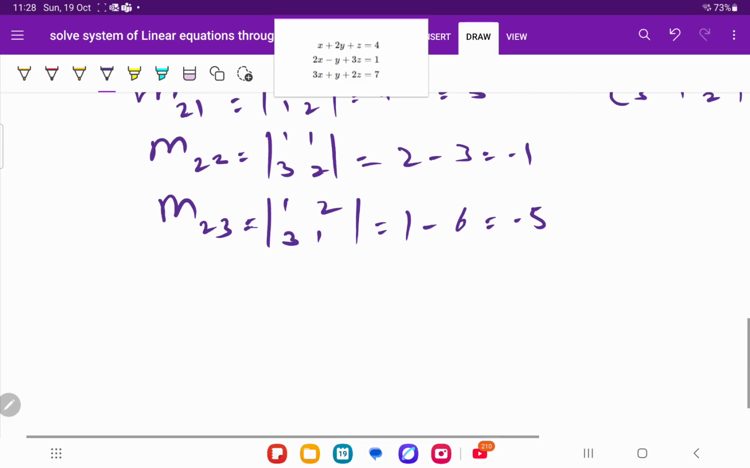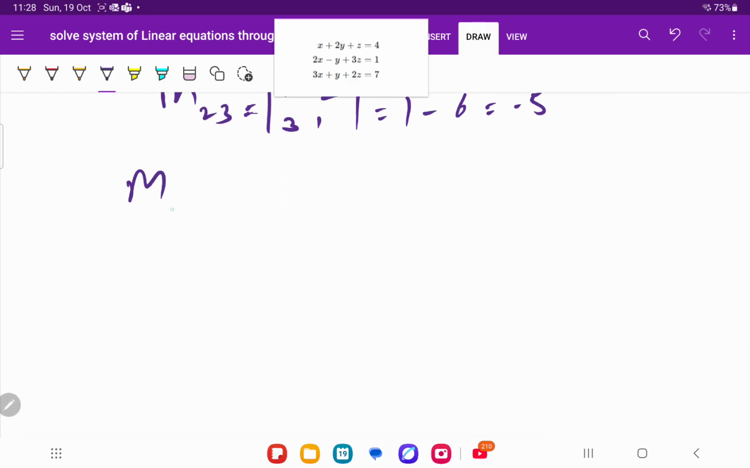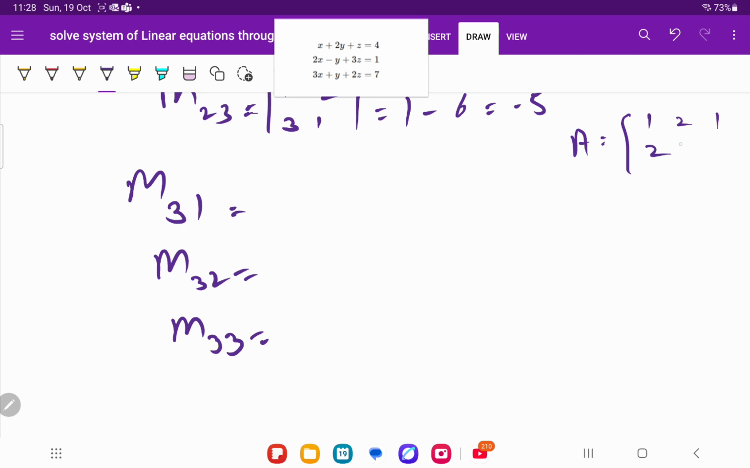Okay. Now we are moving towards calculating M31, M32, M33. Again, I am writing matrix A for your reference: 1, 2, 1, 2, minus 1, 3, 3, 1, 2. That is A. So 3, 1 is exclude row 3, column 1.